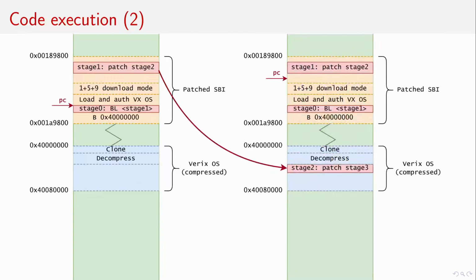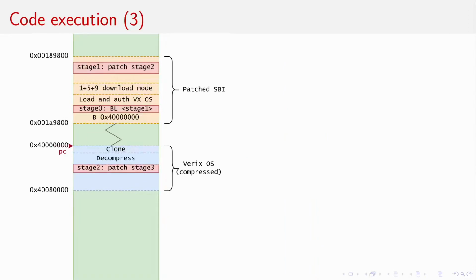So what happens when we execute stage 0? Well, it jumps to stage 1, so we execute stage 1, which then actually makes another patch. So it patches something inside this code that was just loaded. It inserts a small patch called stage 2 inside the compressed version of Verix OS, just before the compressed LZMA blob, but just after the decompression routine. Okay, so at some point, our modified version of SBI actually jumps into this hex 40 million or something address.